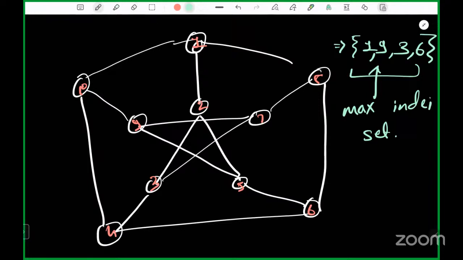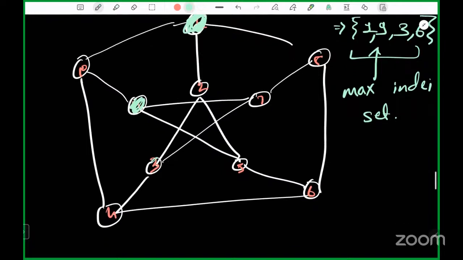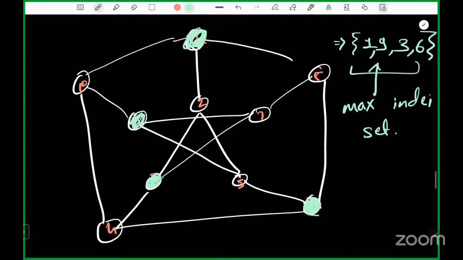I'll start with green color. I'll attach green color to this vertex. I cannot attach green color to these 3 vertices, but I can use green color to this vertex. After using green color, I cannot use green color to these 2 vertices. Here I cannot, here I cannot, but I can use green color to this one. And this vertex I cannot use, but 6 I can use. So using green color, I can color 4 vertices.